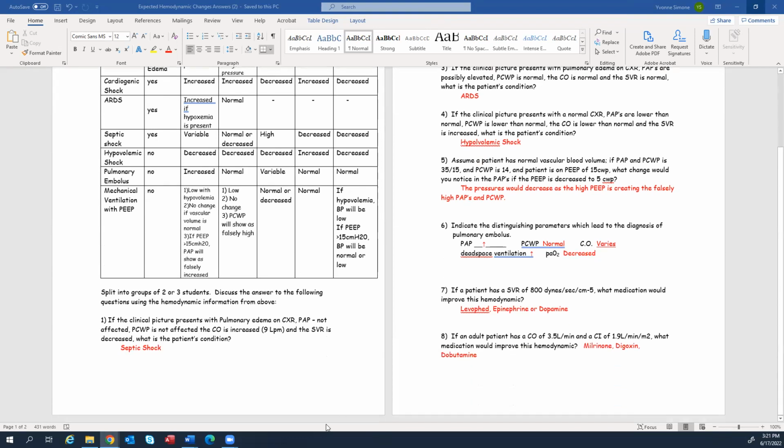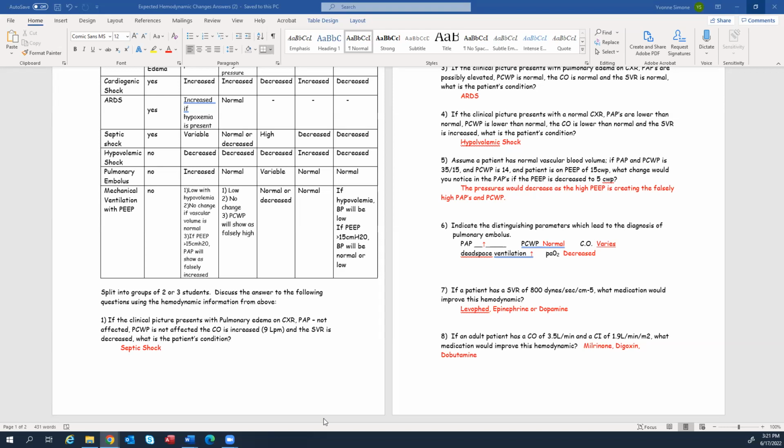All right, now to answer the questions. So question 1, if the clinical picture presents with pulmonary edema on chest X-ray, pulmonary artery pressures are not affected, the pulmonary capillary wedge pressure is not affected, the cardiac output is high, 9 liters a minute for an adult, systemic vascular resistance decreased. What is the patient's condition? And the answer is septic shock.